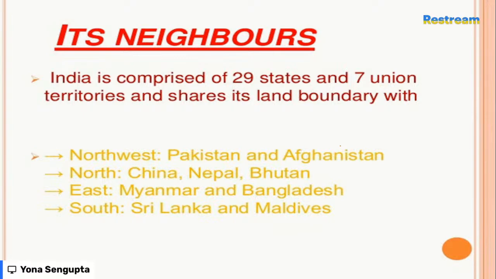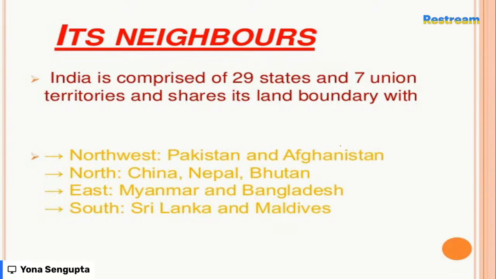In your geography book, the Contemporary India 1 textbook in geography for class 9, in the old edition, it is written that India has 29 states and 7 union territories. It is wrong. Cut it down and write that India has 28 states and 8 union territories.